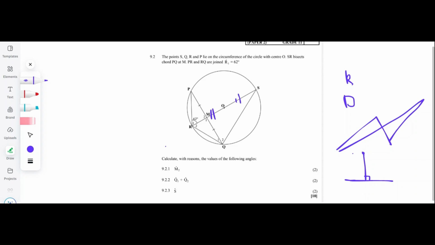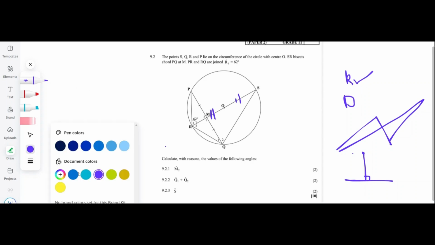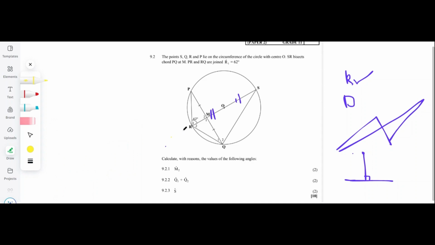Now, those are all the radii. After you've identified all your radii, what you want to do is immediately identify your diameter, right? Now, a diameter is a line that crosses through your center, resulting in it touching both sides of the circumference of the circle. Now, we can clearly see that RS is a diameter. Now, what does that mean? That means that RS will subtend a 90-degree angle.